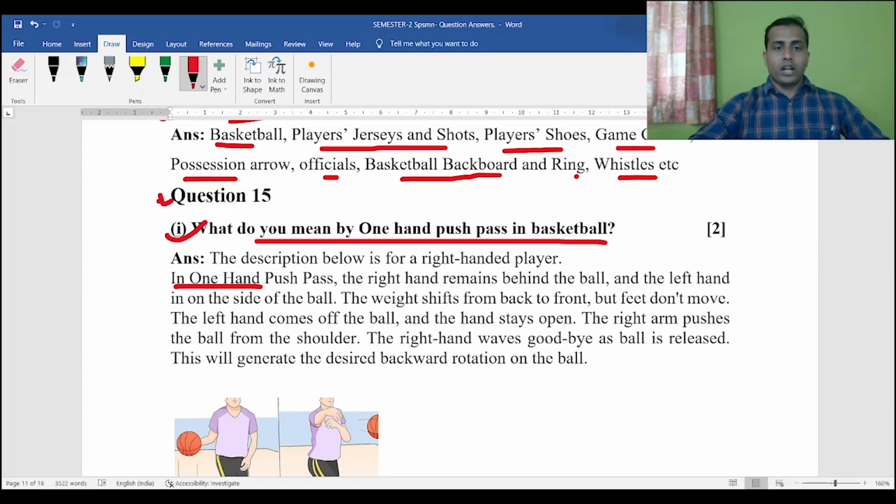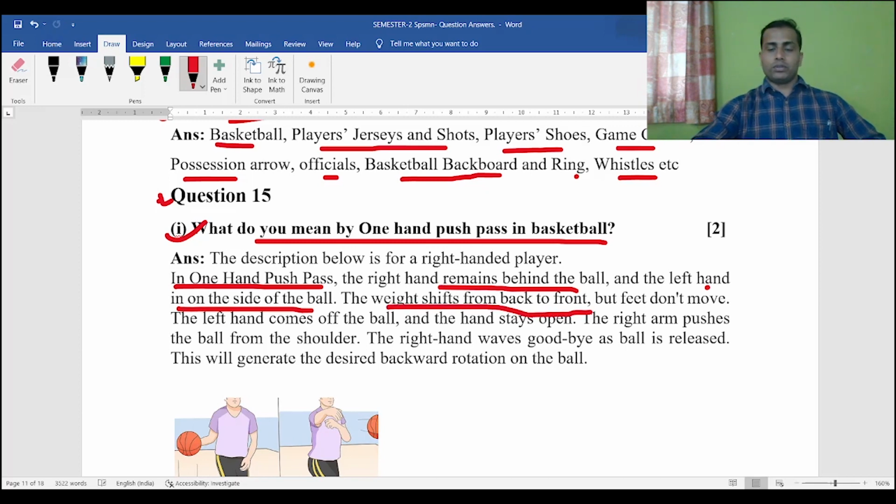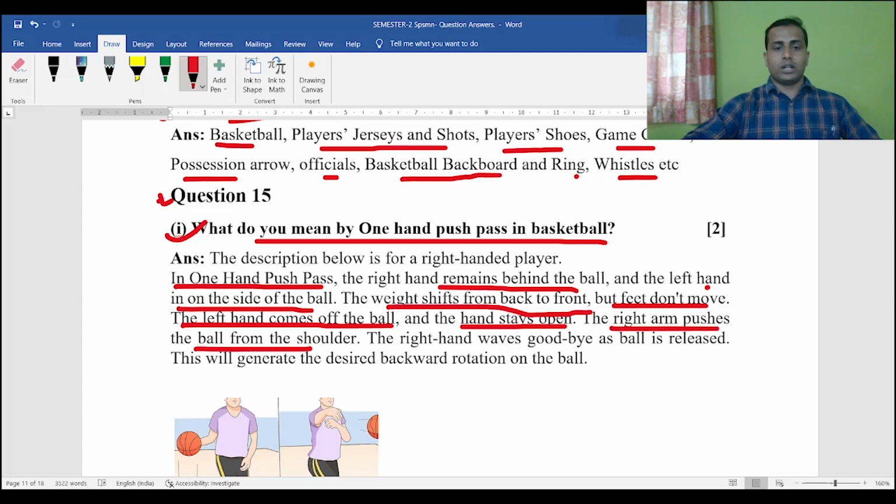In one hand push pass, the right hand remains behind the ball and the left hand is on the side of the ball. The weight shifts from the back to front. That means whenever the player is standing or in an alternative position, the weight will be shifted forward, but the feet won't move. The ball moves. The left hand comes off the ball and the hand stays open. The right arm pushes the ball from the shoulder. The right hand waves goodbye as the ball is released.